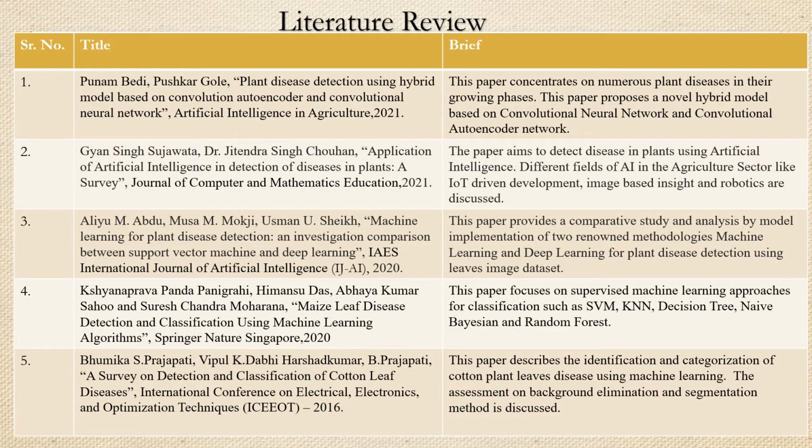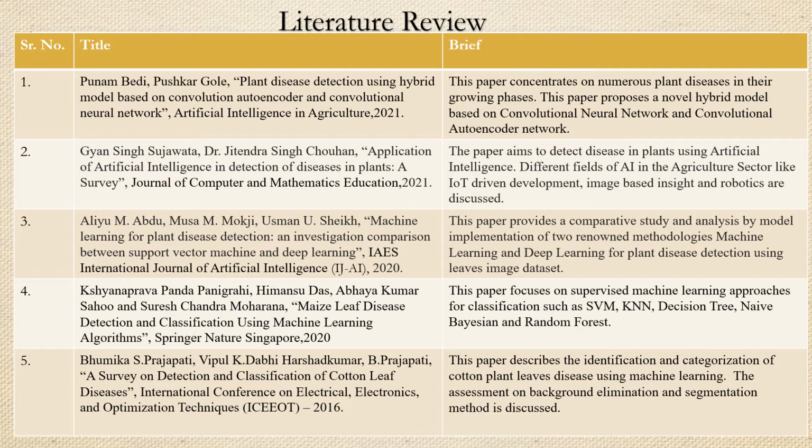This slide comprises the literature review from a few of our referred papers. First is Poonam Bedi and Pushkar Gole, who have written the paper Plant Disease Detection using Hybrid Model based on Convolution, Autoencoder and Neural Network. It was published in the year 2021. This paper concentrates on plant diseases in their growing phases and also gives us a very new and distinct hybrid model based on the concepts of CNN and CAN.